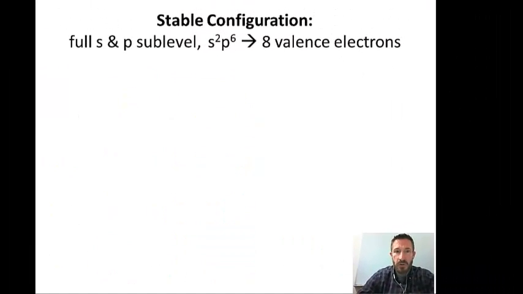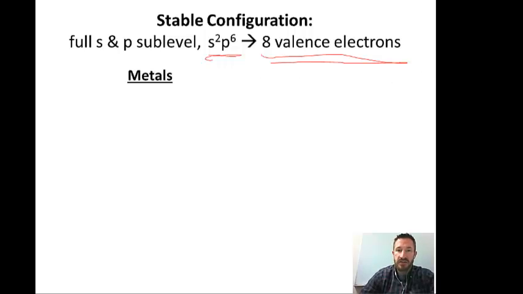So let's keep going. A stable configuration is when you have a full s and p sublevel, so you have s2 and p6, so you have 8 valence electrons. Now this is for most things. Notice lithium, being one of the first elements in the periodic table, may have a 2s configuration. But for most things, it's going to be 8 valence electrons.